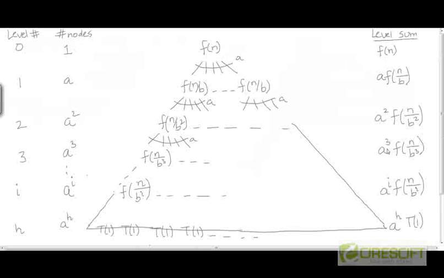When each of these terms is the same, as we saw in a couple of examples, then the value of T of n was simply the value of any of these terms multiplied by the height of the tree, which is log n. So it was simply f of n times log n.